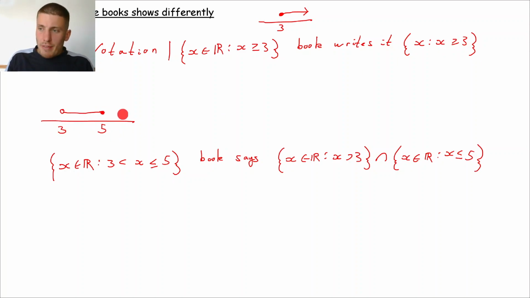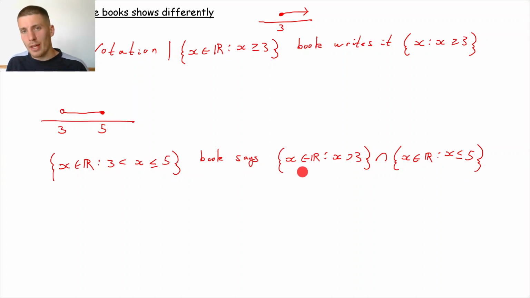Similarly down here, if you were given this number line where your values are between 3 and 5, including 5, the way that I've been writing this in set notation is as follows, okay? X belongs to the real numbers such that x is bigger than 3, but less than or equal to 5. The book writes it, okay, as this, which means the same thing as this.